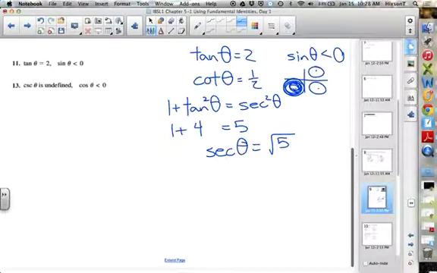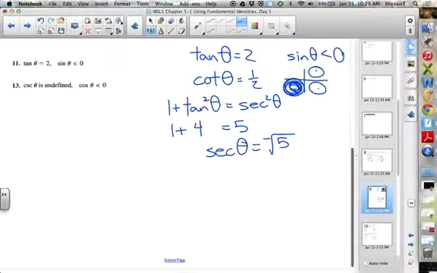Okay. Remember we're in the third quadrant, right? Sine's negative in the third quadrant, and cosine is also negative in the third quadrant, and that makes sense because when you do sine divided by cosine, you have a negative divided by negative to get your positive tangent.